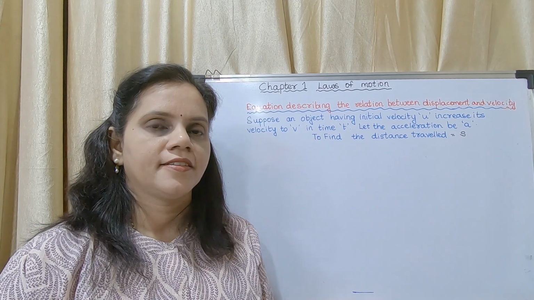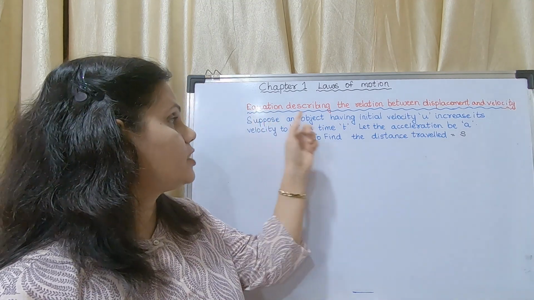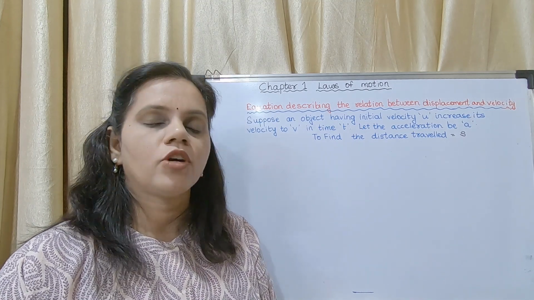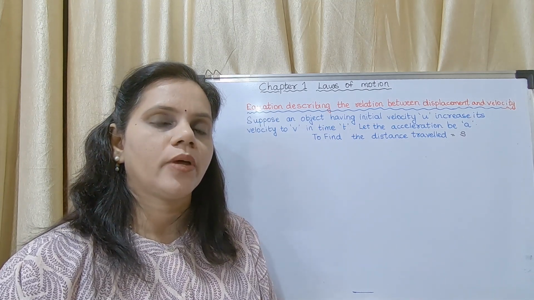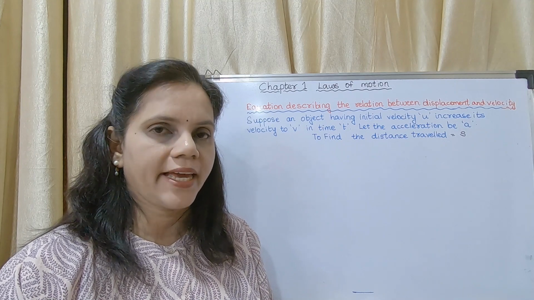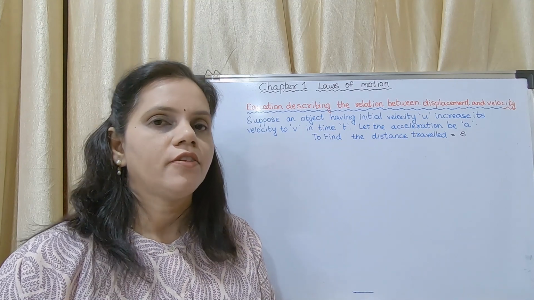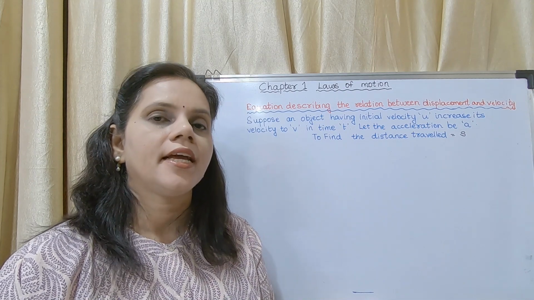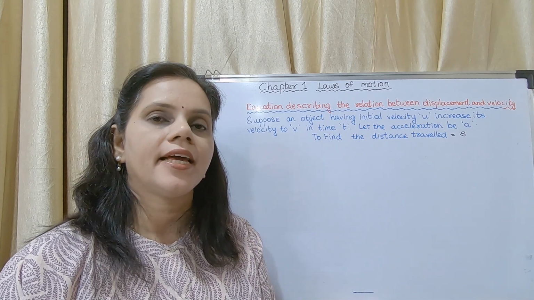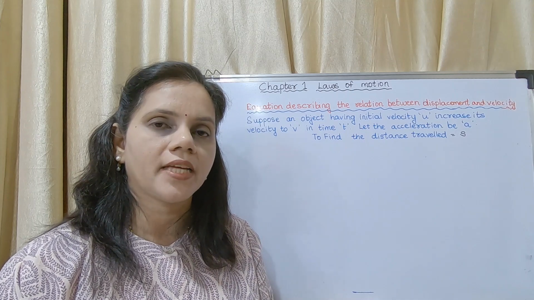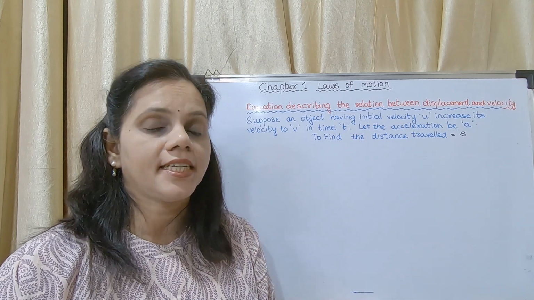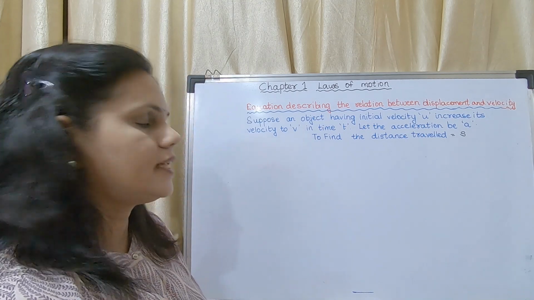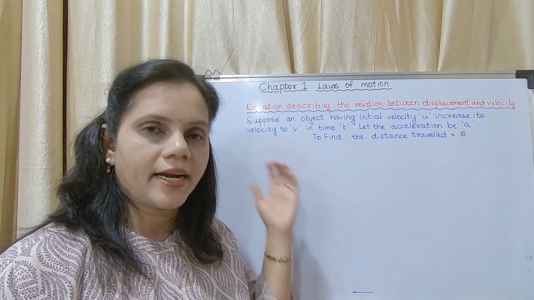The third equation is the equation describing the relation between displacement and velocity. What is the equation? V square is equal to U square plus 2AS. What does V stand for? V is final velocity, U is initial velocity, A is acceleration, S is distance travelled or displacement. And what is T? T stands for time. Now I will show you how to draw the graph. In the other two parts I had drawn the graph.